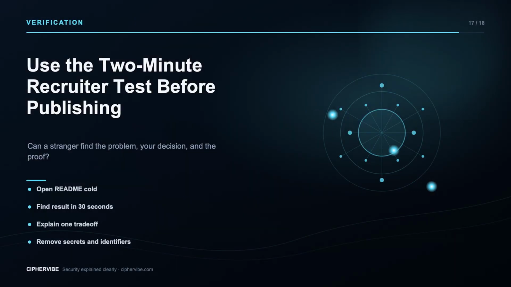Run the 2-minute recruiter test. Open the project cold. Can someone find the problem, your role, the result, and a verification artifact in 30 seconds? Can you explain one trade-off without reading notes? Finally, scan for secrets, personal data, customer names, real addresses, and unsafe instructions. Publish only after those checks pass.